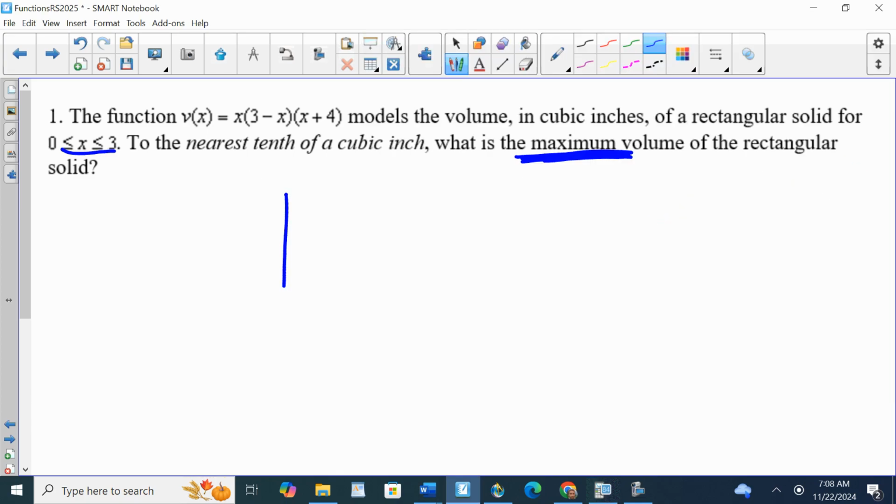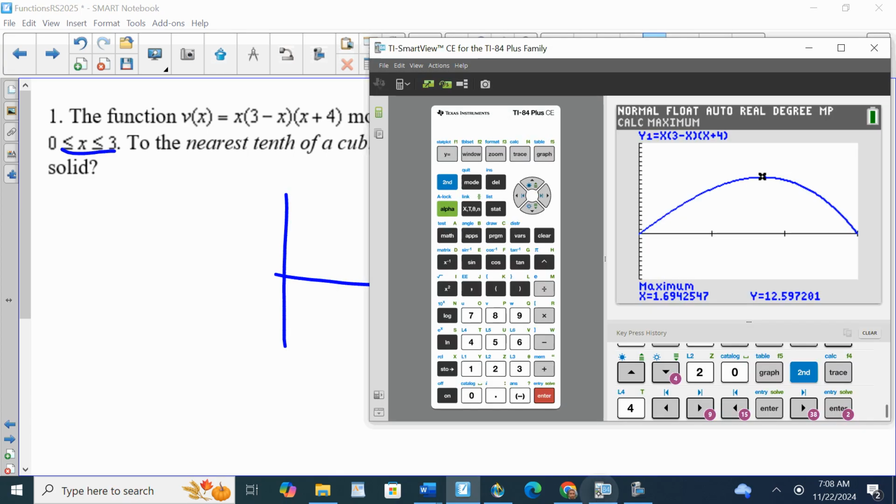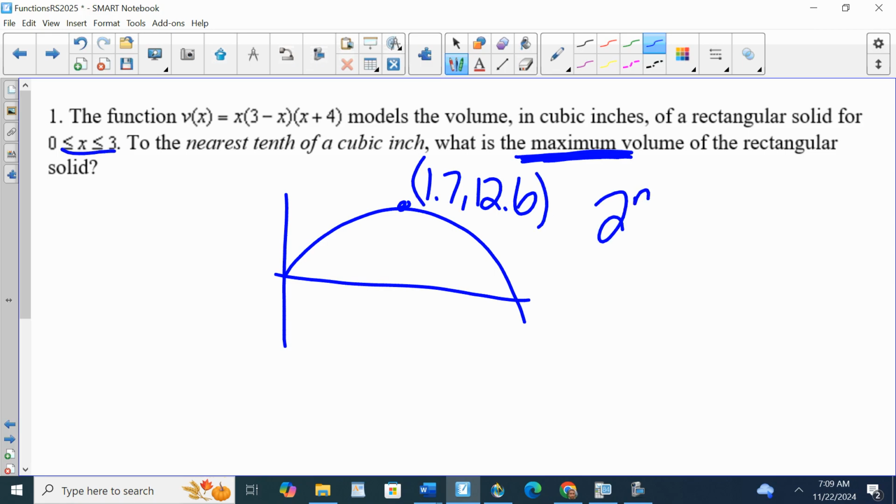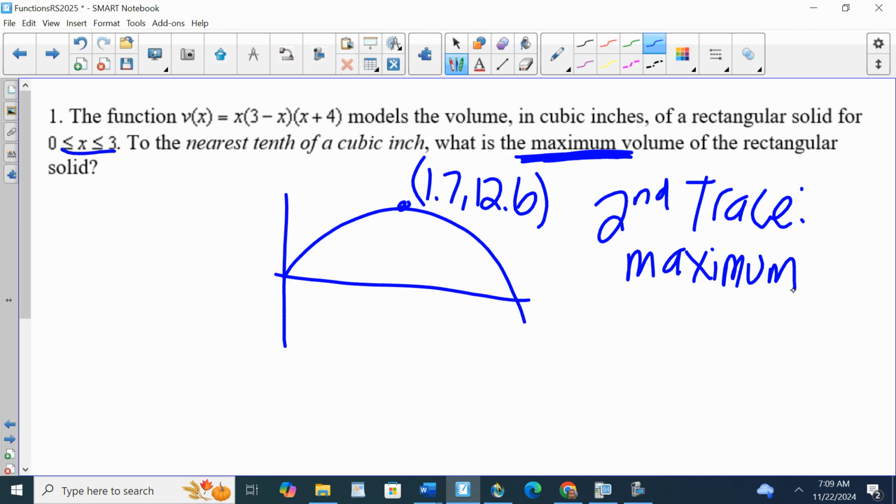I'm also going to draw a little sketch, just that way the grader knows what's going on here. 1.7 to 12.6. As far as showing work, you did second trace, maximum. Now, x coordinate, y coordinate, or both.